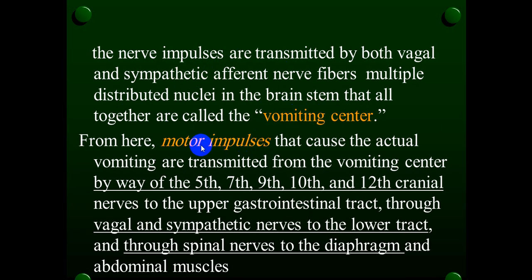From here motor impulses that cause the actual vomiting are transmitted from vomiting center. ترسلها عن طريق by the way of 5th, 7th, 9th, 10th and 12th cranial nerve to the upper GI, and through vagal sympathetic nerve to the lower tract, and through spinal nerve to the diaphragm. راح تجينا أوامر حركية بثلاث اتجاهات، إلى upper GI tract، إلى lower GI tract، وإلى الحجاب الحاجز.